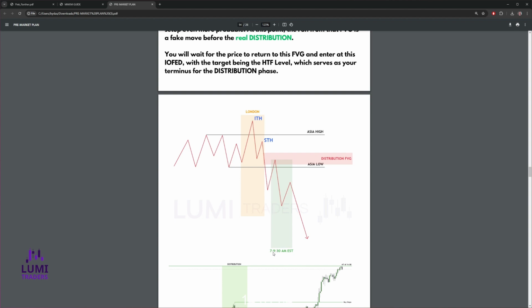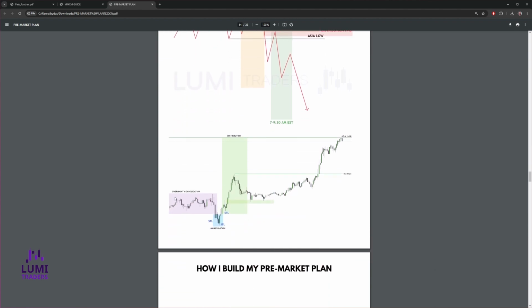This means that between 7 and 9:30, most of the time it's going to be after market open, but sometimes at 7 a.m. So I don't want to say it's not going to happen before market open. We got retracement up back to this distribution fair value gap to continue moving down to reach our high time frame level. Here's an example. We got overnight consolidation. So basically we got Asia consolidation, we got manipulation, short-term low, intermediate-term low, short-term low. Next fair value gap right here, price runs away, then retraces at the open.